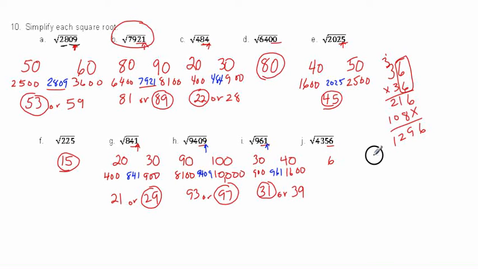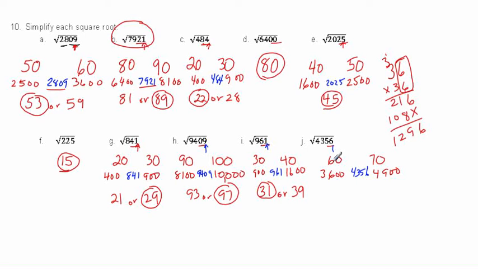7 times 7 gives us 49. We know we're in the thousands, so it's got to be 60 and 70. This then would be 3,600. This then would be 4,900. Double check that you have the right numbers there by putting this square in between them and see if it falls correctly. Yep, 4356 falls between there.